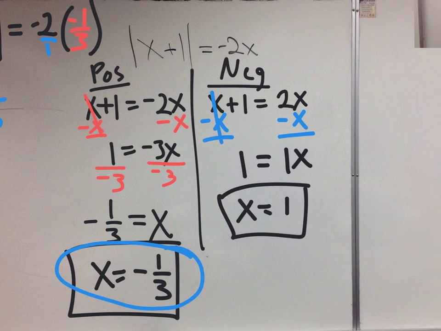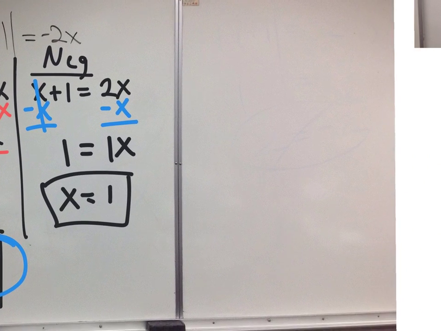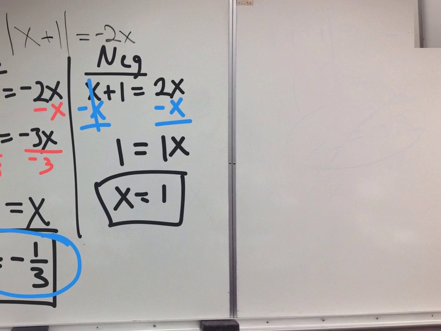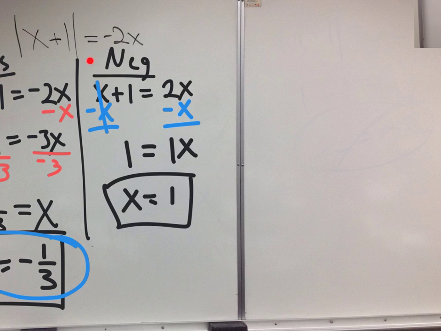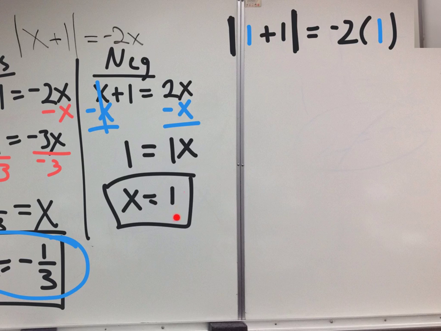Let's check the other answer, x equals 1. So if I go back to my original and I plug in a 1 right here and right here, what will we have? Let me show you. Plugging in this 1 both right here and here, I'll have a 1 right here and a 1 right there. Let's work it out. Now on the inside, I have 1 plus 1. That will be 2, and I still have the absolute value of 2 to work with.